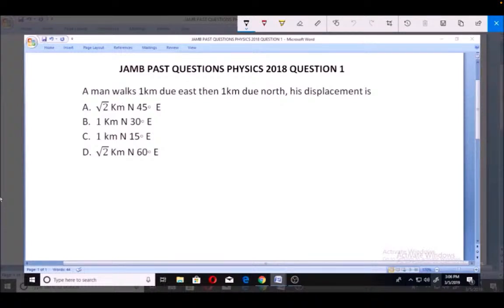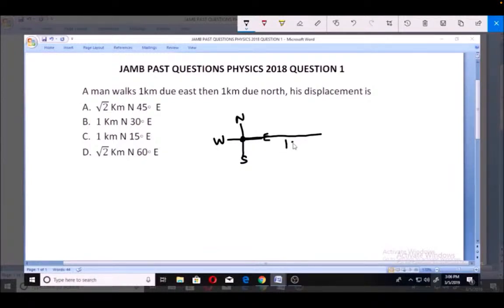Now, for us to be able to solve this, we need to first of all identify where the man is walking from, because from the question we have a man walks 1 kilometer due east. So if we have this as the reference point, where this is north, this is west, this is east, and this is south, now you have this man walking from here 1 kilometer east. This is the east side, so he's going to walk straight to this side.